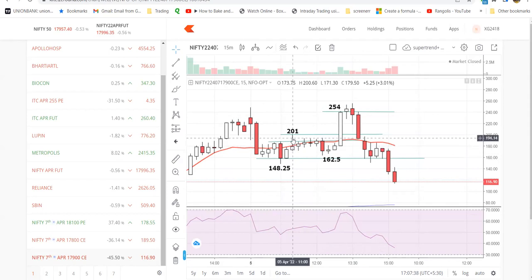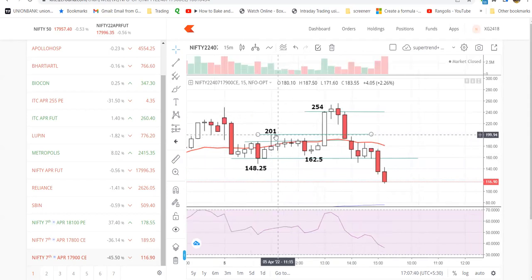See, this candle made a low of 148.25, and this trap candle, another candle, made a high of 201, and it retraced back to the level of 162. Even if you would have bought at 158, you wouldn't have lost anything. It made a low of 163.10.